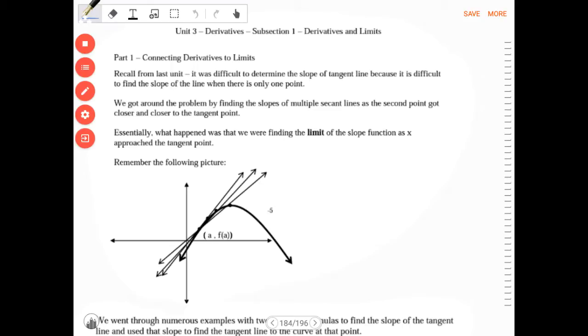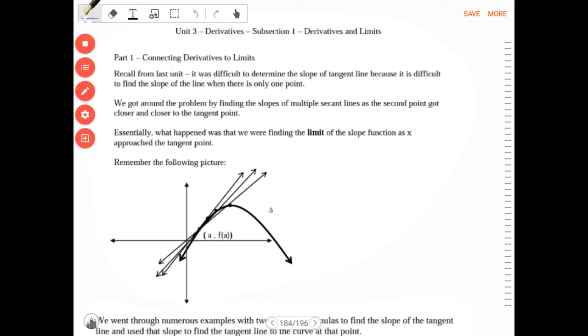Recall from last unit, it was hard for us to figure out the slope of the tangent line because our slope formula requires 2 points, and to have a tangent line, you only have 1 point. We got around that by drawing a whole bunch of secant lines, and we made the second point get closer and closer to the tangent point. And what we found out is we were finding the limit as x approached the tangent point.